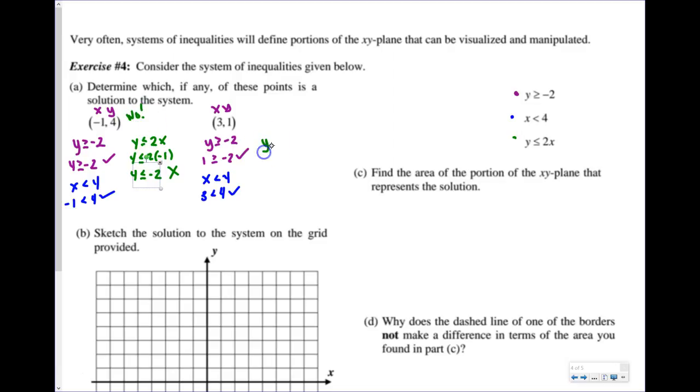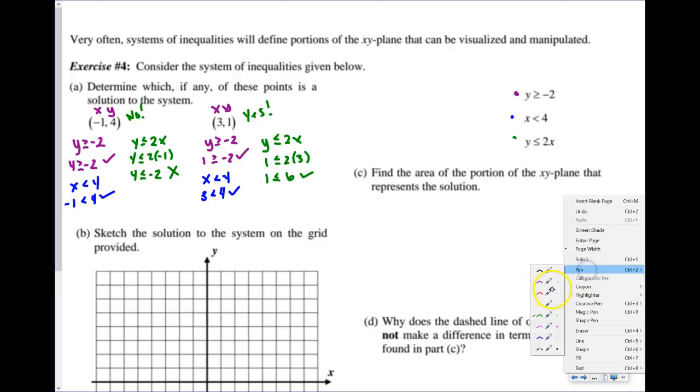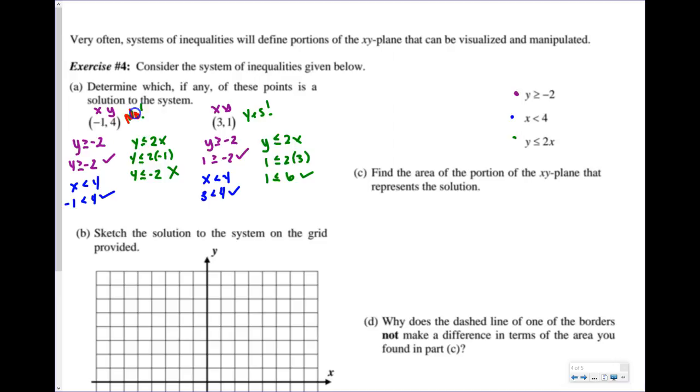Let's try the second one. y is less than or equal to 2x. y is 1, and x is 3. Is 1 less than 6? Yes. So the second point works, but the first point does not. Okay? So I'm going to write this in red. No. And yes.